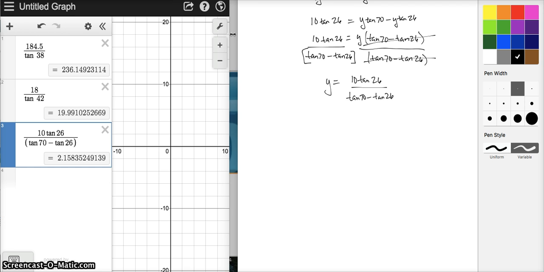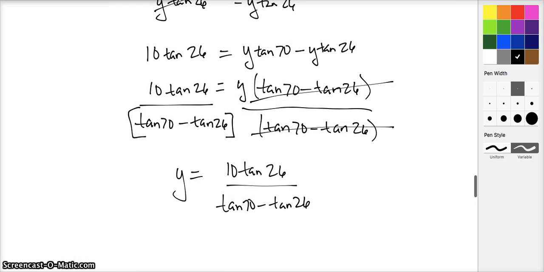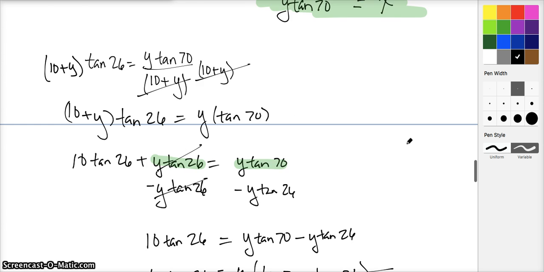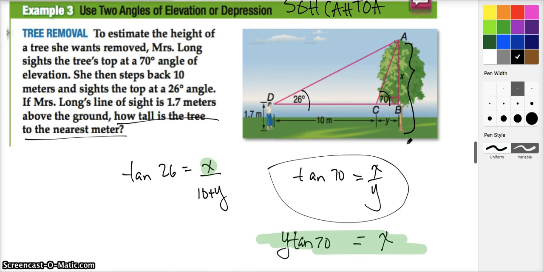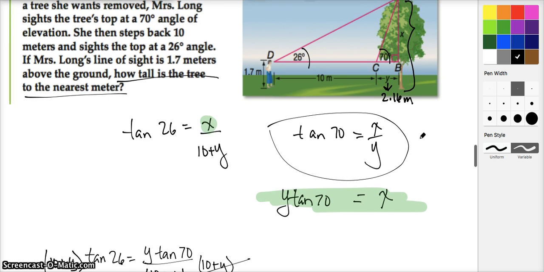Let me make this a little bit bigger. Remembering that y is equal to approximately 2.16 meters. Have you forgotten what we're fighting for? I've forgotten. Let's go back and see what this picture was about. Oh, I see, I see. This y is 2.16 meters. And what about the x value?